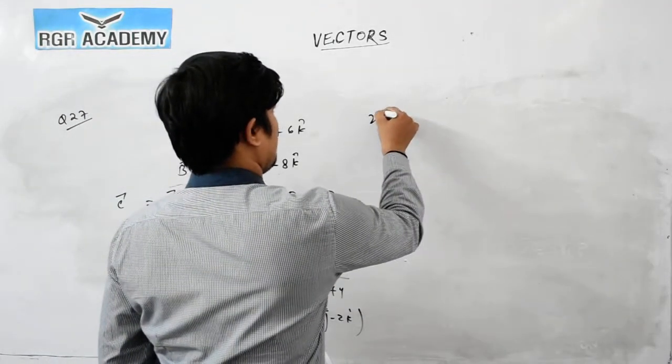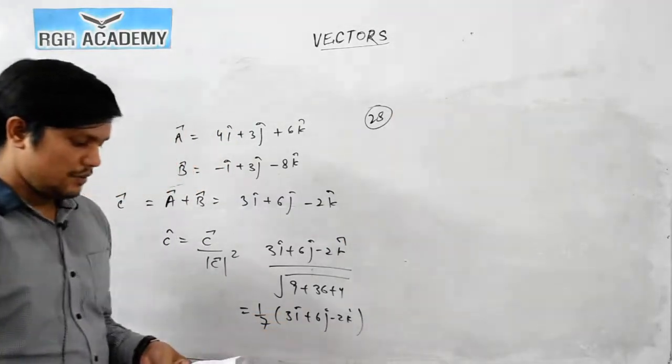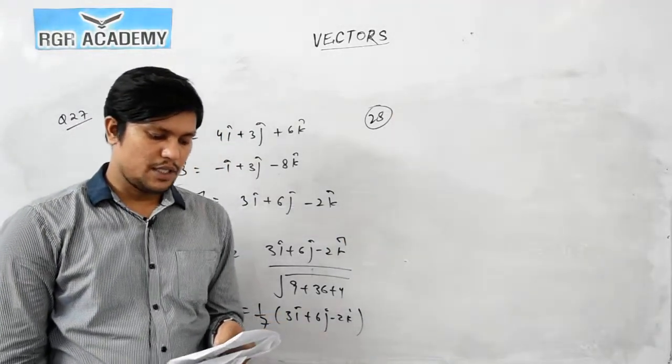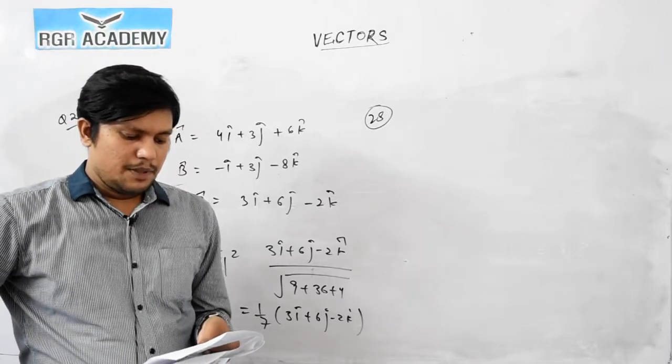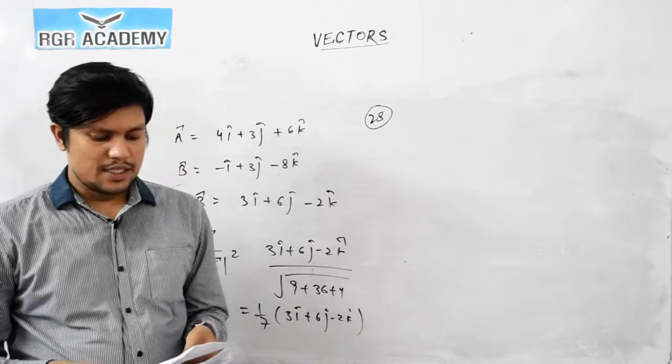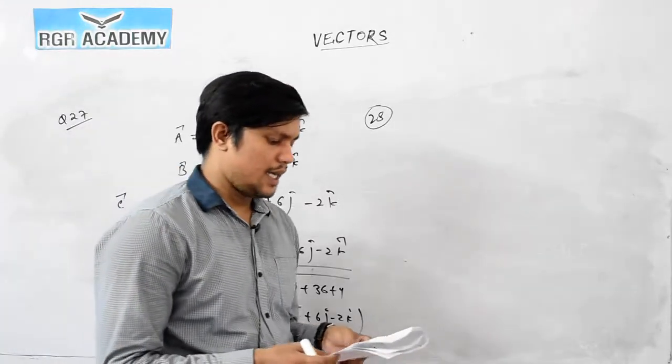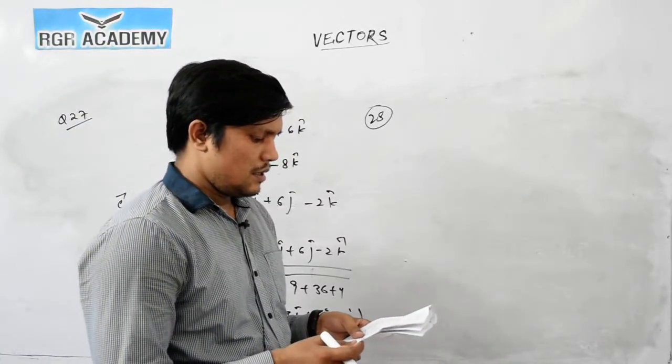Now question number 28. They have given that a swimmer can swim in still water with a speed v and the river is flowing with a speed of v by 2. To cross the river in the shortest distance, he should swim making an angle theta with the upstream.